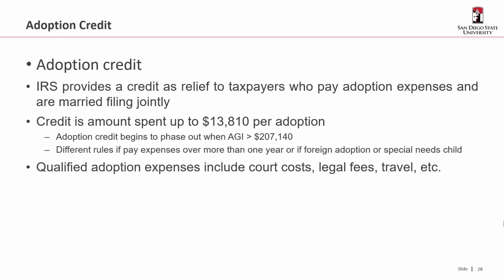That credit is the amount spent up to $13,810 per adoption. And it begins to phase out when AGI in 2018 is over $207,140. And there are different rules if the adoption takes more than 1 year, it's a foreign adoption, or the child has special needs.